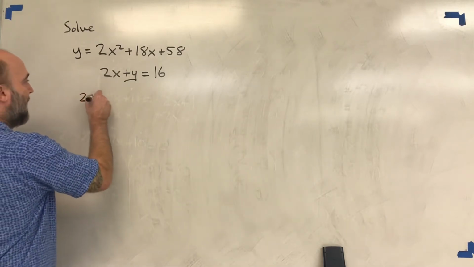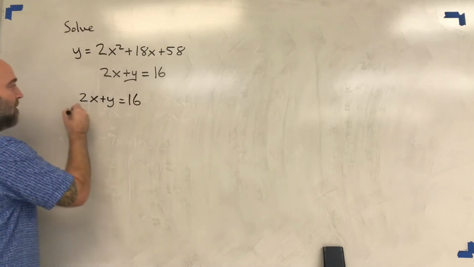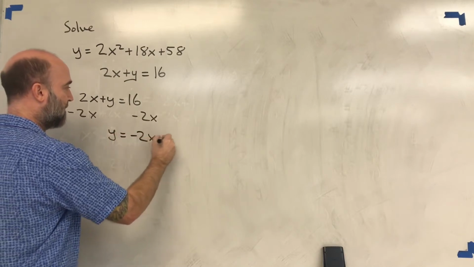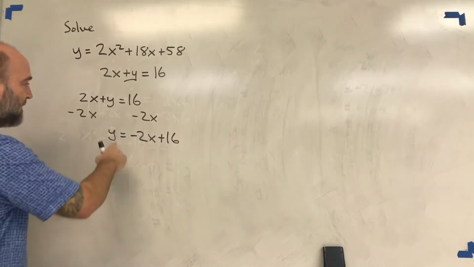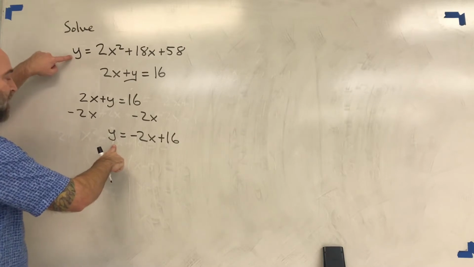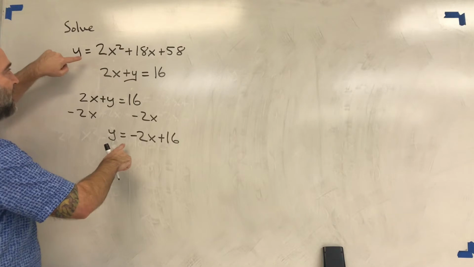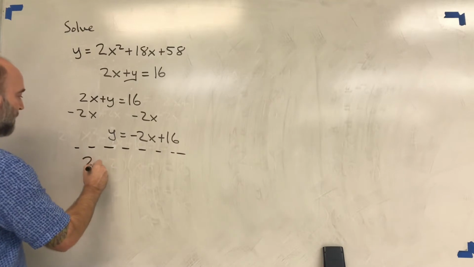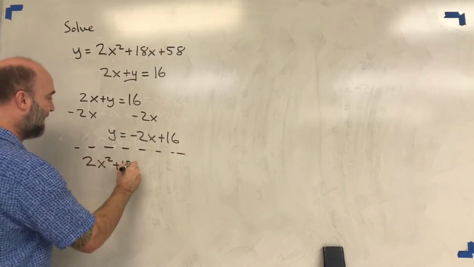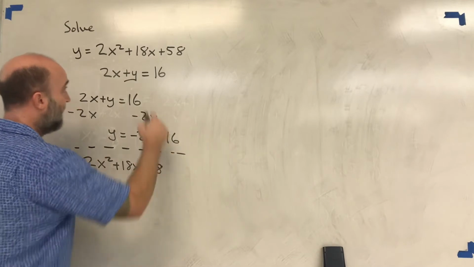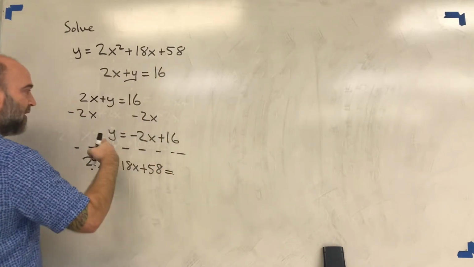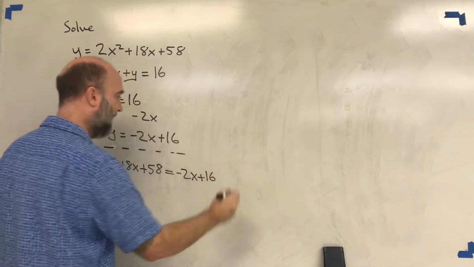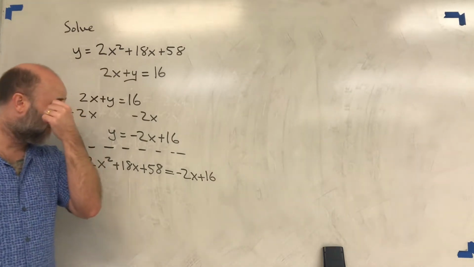So I have 2x plus y equals 16. Minus 2x, minus 2x, and I get y equals negative 2x plus 16. So this is equal to y, and this is equal to y. If they're both equal to y, then they're equal to each other. So that now tells me that I have 2x squared plus 18x plus 58, that's the top one, equals, they're both equal to y, so they equal each other, negative 2x plus 16.